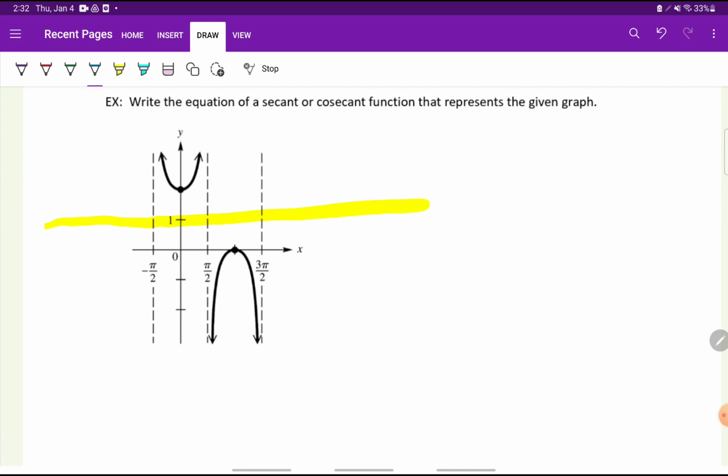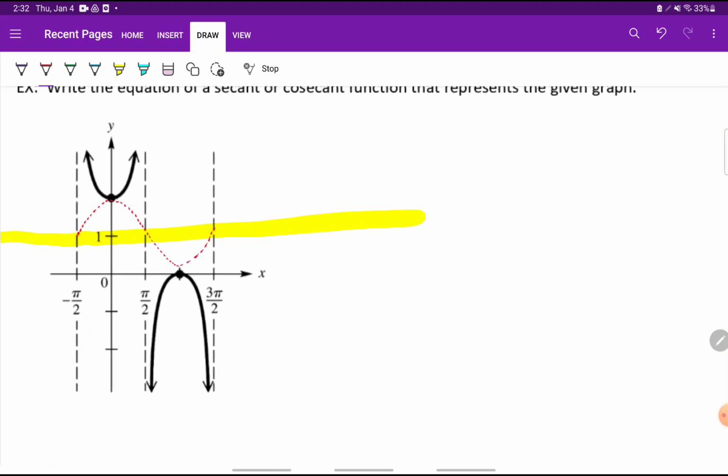And I'm seeing that the center line is not on the x-axis, so I'm already thinking there's got to be some kind of vertical shift. But I don't know which function it is yet, sine or cosine, which would tell me if it's secant or cosecant. So I'm going to flip it back and see what it looks like. All right, so if we flip it back, it looks like this. And if I move my middle line down, it's going to look like this.